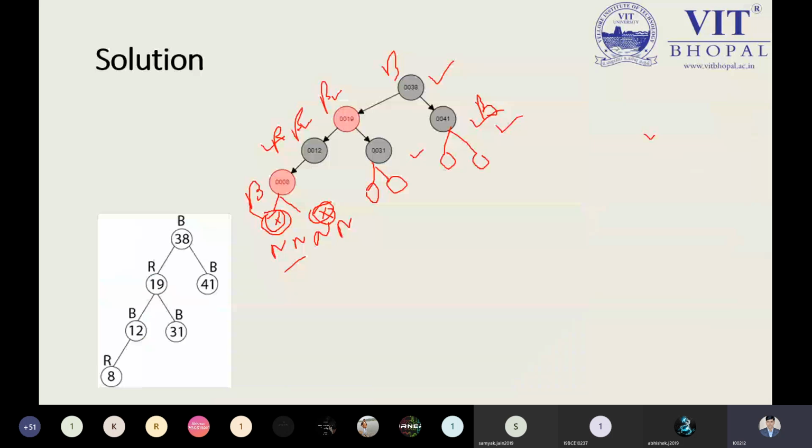Now this is your answer. The sequence must be correct. Everyone will see the sequence 38, 41, 19, 31, 12, 8. It is very important to see where these values are coming. The color values may be a bit up and down, and the evaluator may ignore that, no problem. But for the tree's values, what is the value of the left side and what is the value of the right side, that is the most important part.